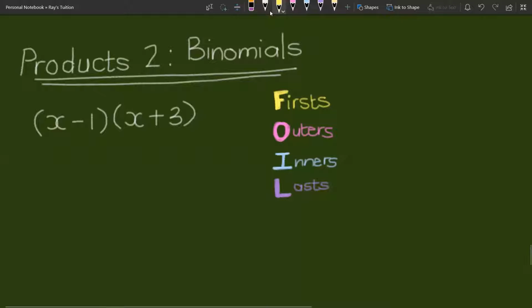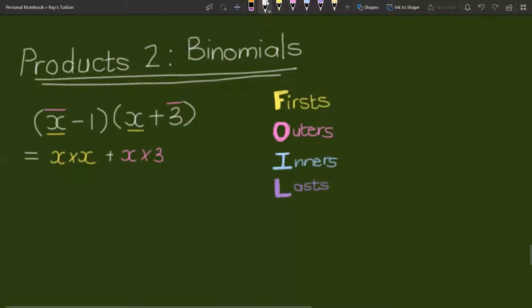FOIL says first we multiply the firsts. The firsts are referring to the first term in each bracket. So the first term in this bracket is x, and the first term in this bracket is x. So we're multiplying the firsts, it's x times x. Then the next one says that we should multiply outers. The outers are referring to the two terms on the outside of each of the brackets. So it is the x in this bracket, and outside is the 3 in this bracket. So the outers are the x times the 3.